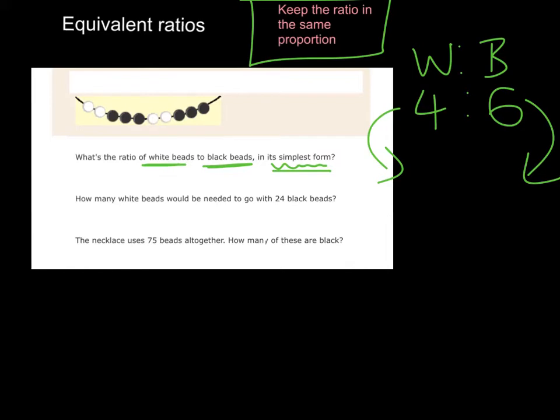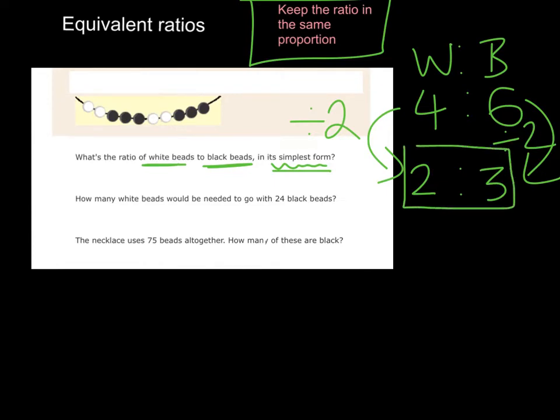So 4 and 6 should shout out, we're both even, half me. So dividing both numbers by 2, half of 4 is 2 and half of 6 is 3. So for every 2 white, there are 3 black. That would be your answer to the question, 2 to 3.